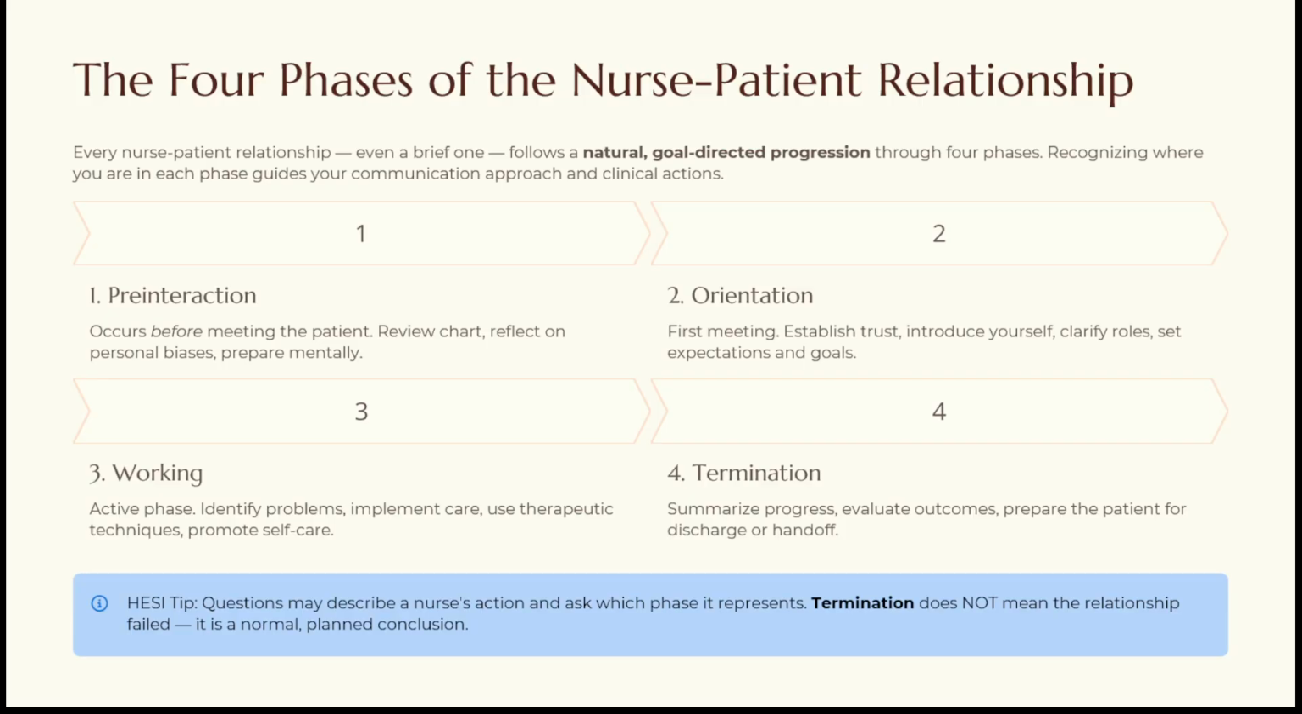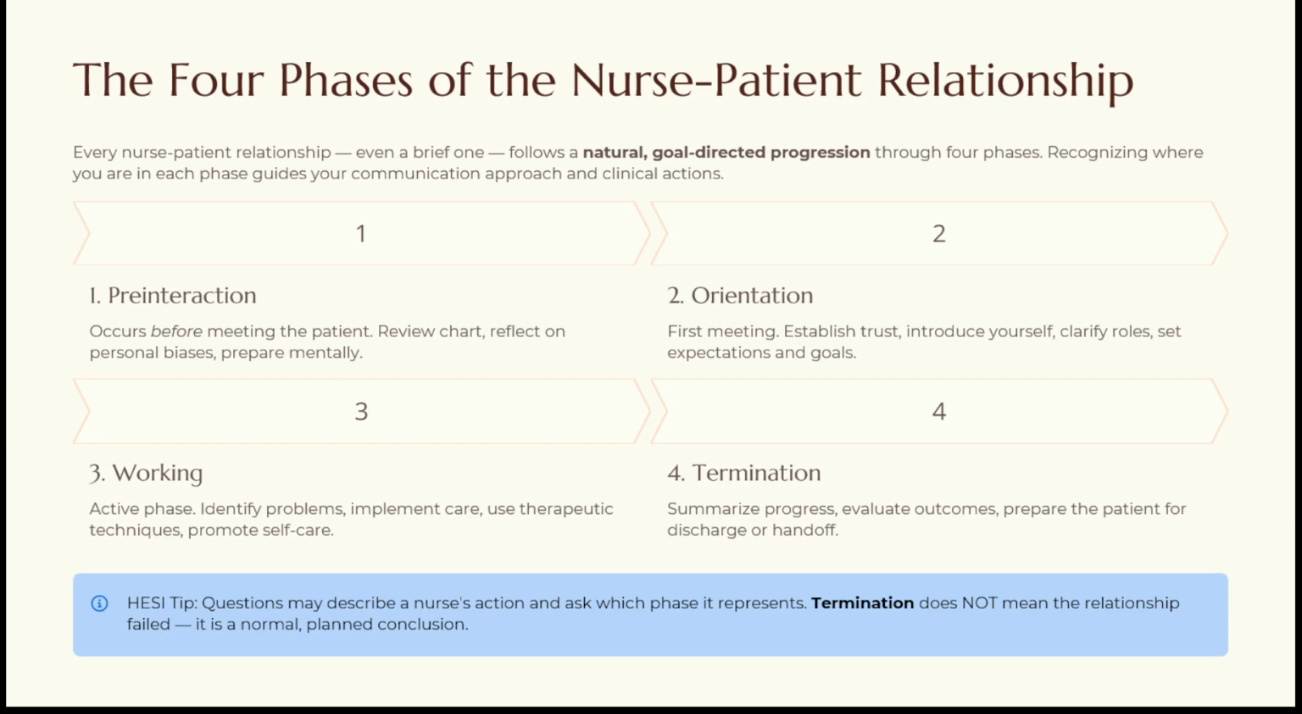The third phase is the working phase. This is usually the longest and most active phase of the relationship. During this phase, the nurse identifies problems the patient has. We implement interventions, provide that teaching we talked about, encourage self-care, and use therapeutic communication techniques. Most direct patient care occurs during the working phase. Now, this is also where trust and collaboration continue to develop.